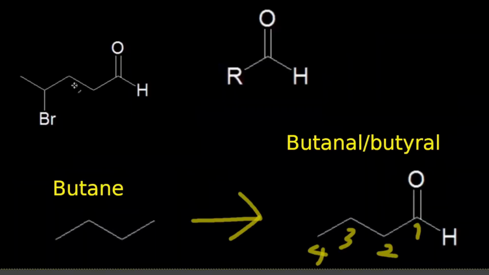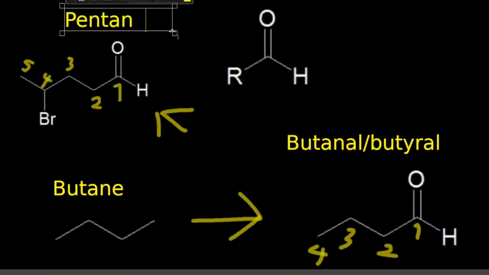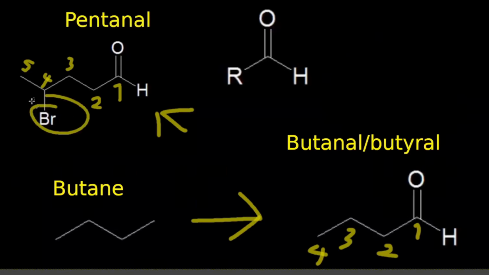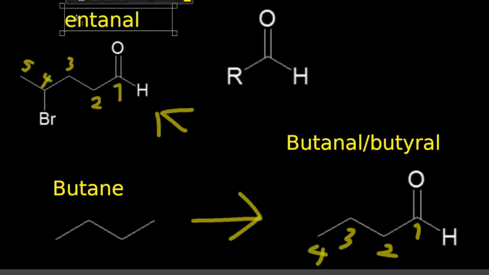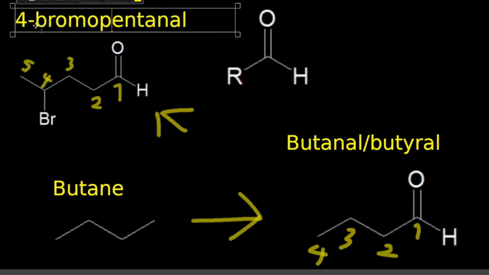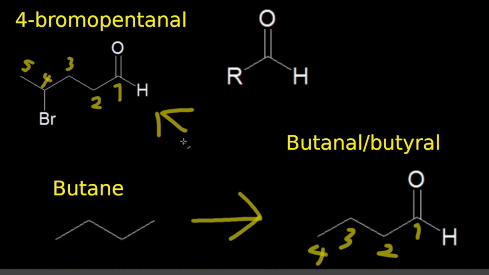Then we have this guy. This aldehyde has 1, 2, 3, 4, 5 carbons. So it's a pentanal. But we also have bromine in here, so we need to add that to the name. So it's going to be 4-bromopentanal. It doesn't fit. Give me a second. 4-bromopentanal. Got it? Good.